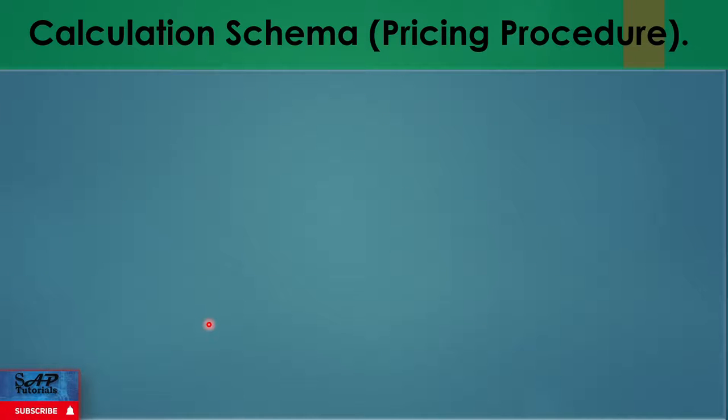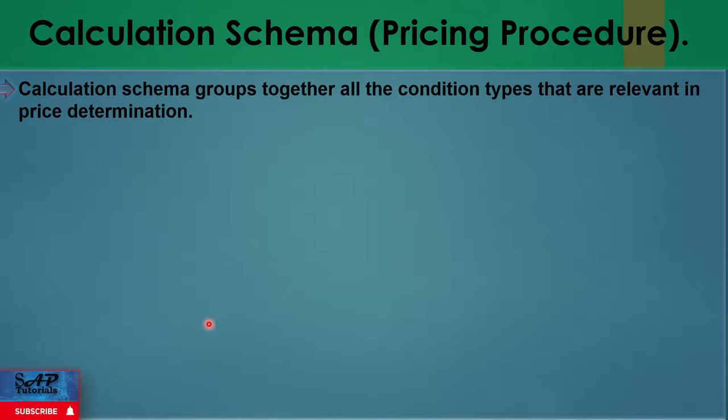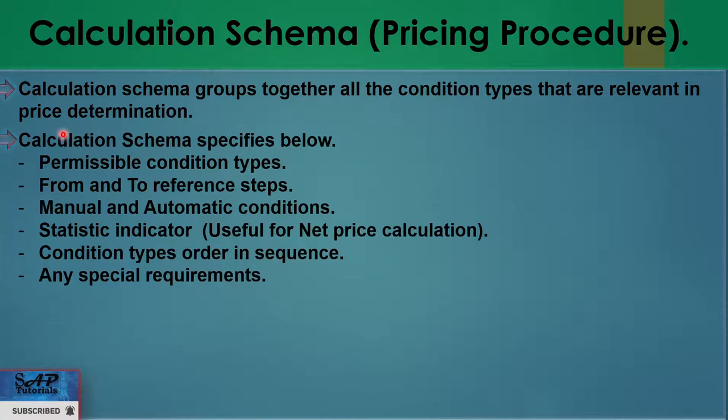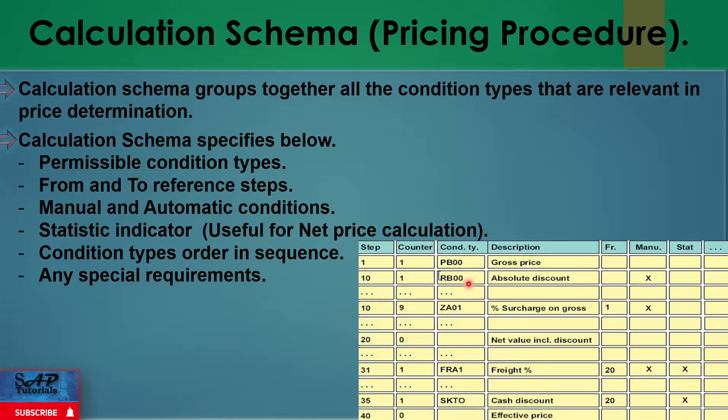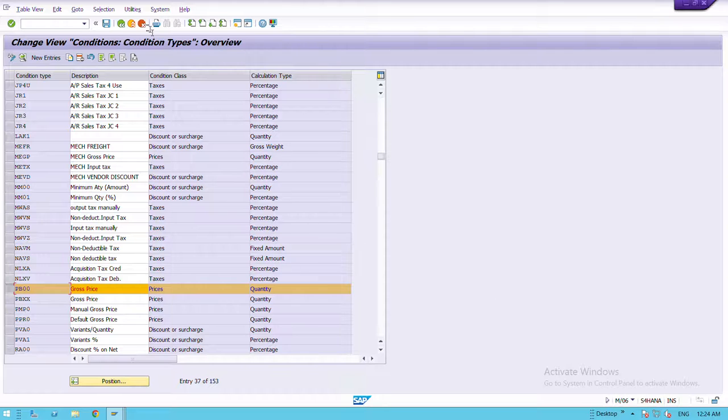Then next is the calculation schema in pricing. This is really important and covers most of the pricing configuration. The calculation schema is nothing but the combination of all conditions that we are going to use in that pricing procedure. It groups together all the conditions relevant for price determination. It specifies the following: condition types, from and to reference, manual or automatic, statistical indicator, sequence of conditions, and any special requirements. That will cover all of this. This is how the calculation schema looks, but I will show you in the system itself so we will get a better idea.